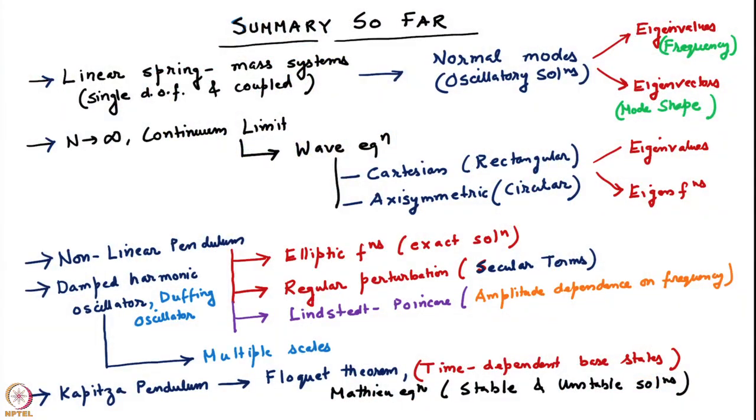We then moved on to a nonlinear problem, the nonlinear pendulum. We introduced ourselves to elliptic functions. We found that the nonlinear pendulum with just an initial angle perturbation and zero velocity can be solved in terms of Jacobian elliptic functions. We found the exact solution. We then also introduced perturbation techniques. In particular, we tried to solve the nonlinear pendulum using a regular perturbation technique and we found that it leads to secular terms.